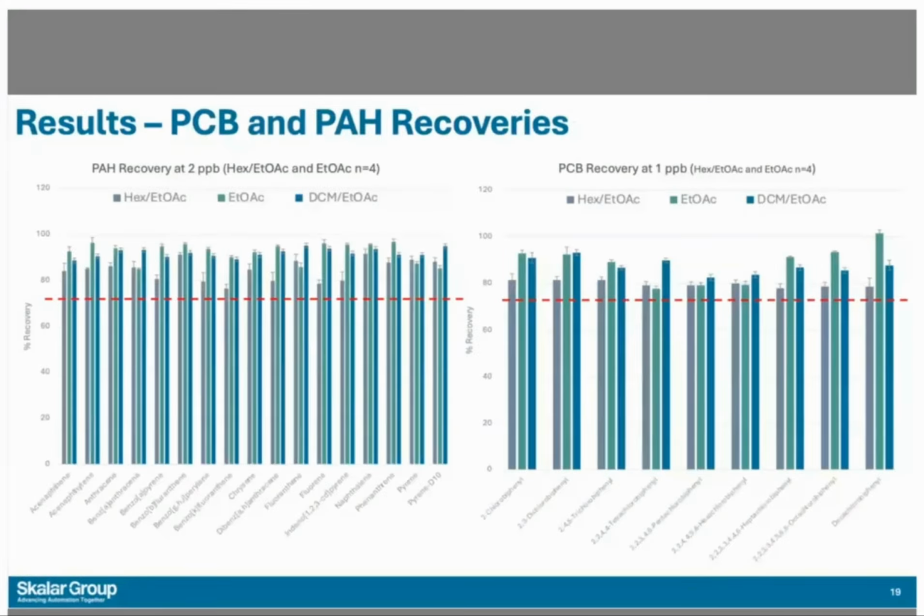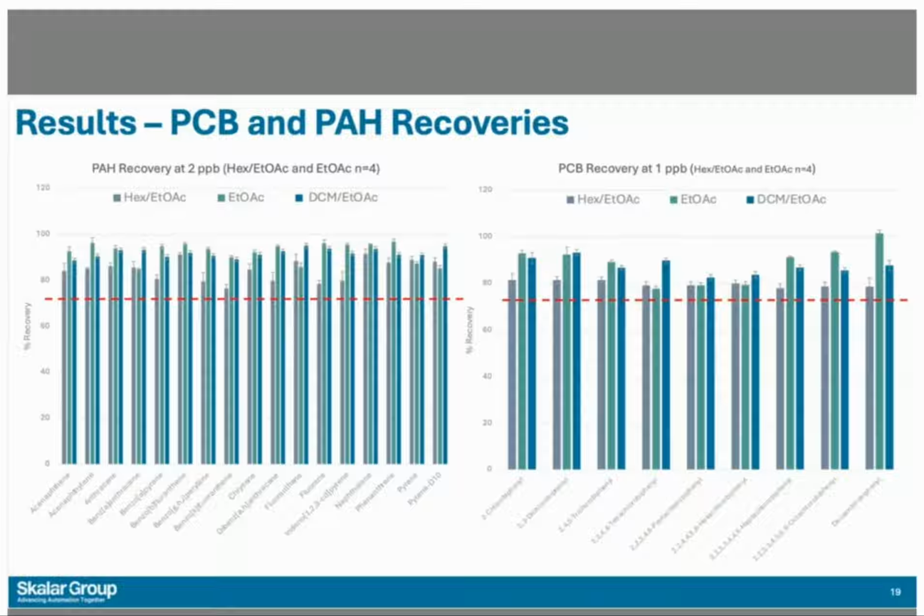So how did those numbers look? What we have here is each cluster of 3, you might see in the legend, the left gray bar is the hexane ethyl acetate mixture, the middle green one is ethyl acetate, and the right blue bar is the DCM method, which is the same as the data I showed earlier. So at these spike concentrations, we can see them all passing for the PAHs and the PCBs. There's a bit of variation between the 3 solvent approaches, but what we're very happy to see is there aren't bars well below the red line for those alternative solvent methods.